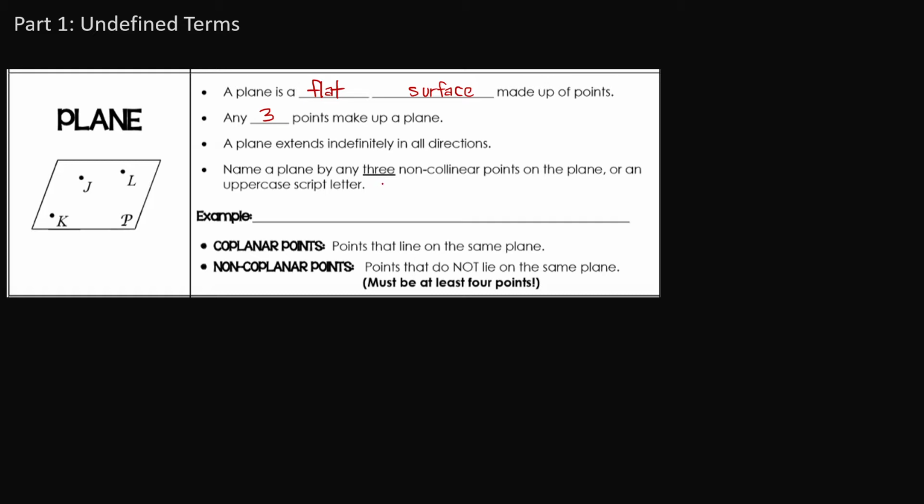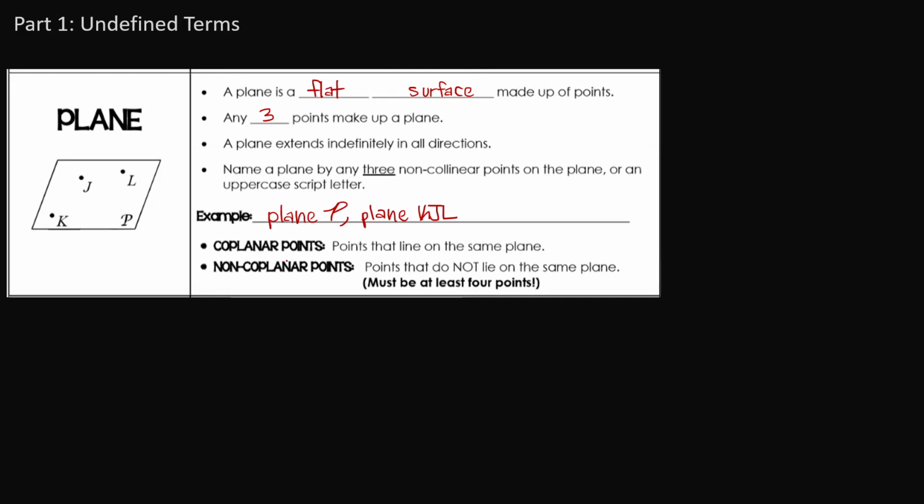We name planes by any 3 non-collinear points on the plane, or an uppercase script letter. So we need to find 3 points that are not on the same line, or the uppercase script letter. So in our example, when we name this plane, this is either plane P with a script or cursive P. We can call this plane KJL, as long as we are using 3 non-collinear points to label this plane.